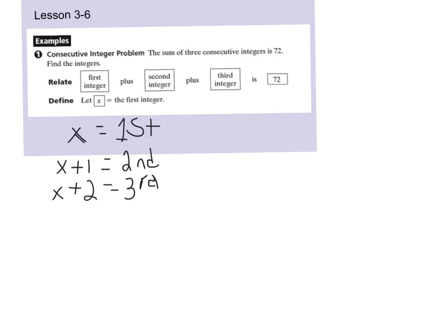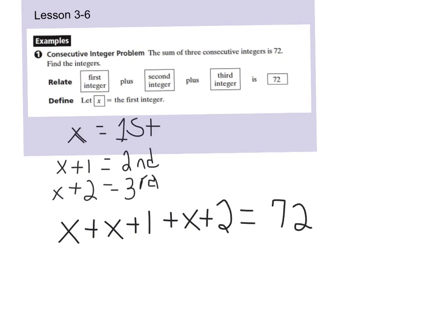So now we can go back to our problem, and it says the sum of these consecutive integers, which means we're going to add them up, is 72. So there's our first, there's our second, and now here's our third integer, and that total is 72. So now we have a 2-step equation, maybe 3. We're going to simplify, combine like terms, and solve. So when we combine like terms, we're left with 3x plus 3 equals 72.